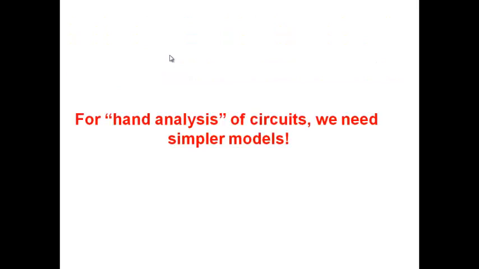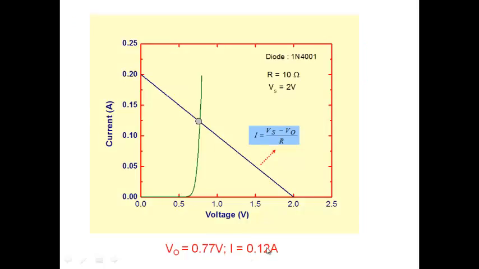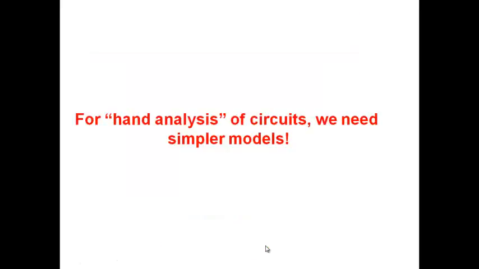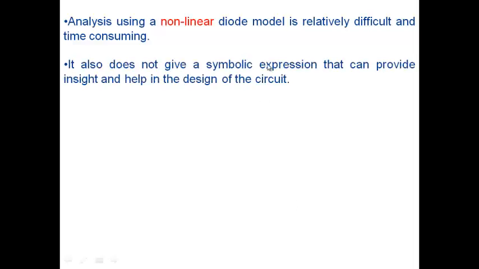Also, note that in both these methods, I get a value, 0.12, or in the iterative method, whatever is the value of the current. I don't get an expression. They don't yield expressions. Now, a symbolic expression is valuable for me because just looking at the expression helps me understand how the circuit behaves. As I've said, one of the goals of analysis is not just to obtain a number, but to understand the circuit. And understanding is facilitated if I end up getting a symbolic expression here.